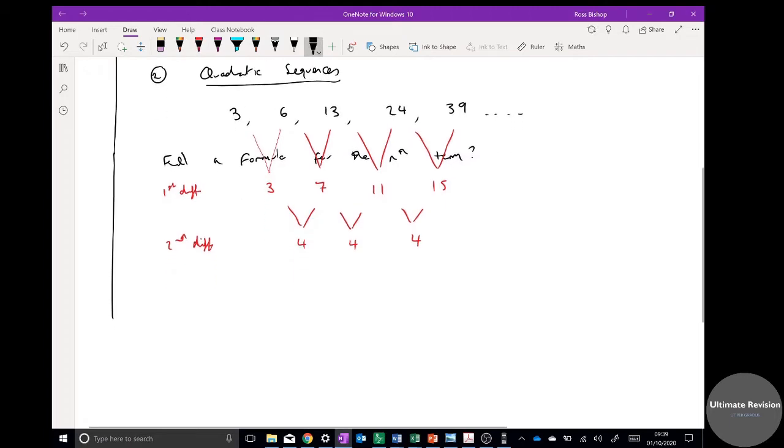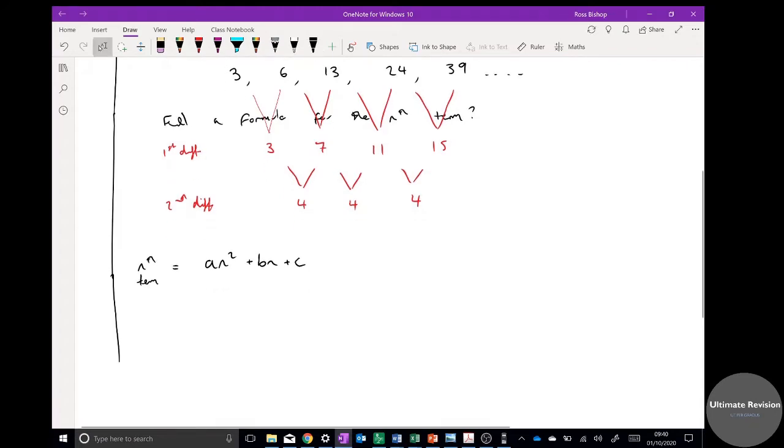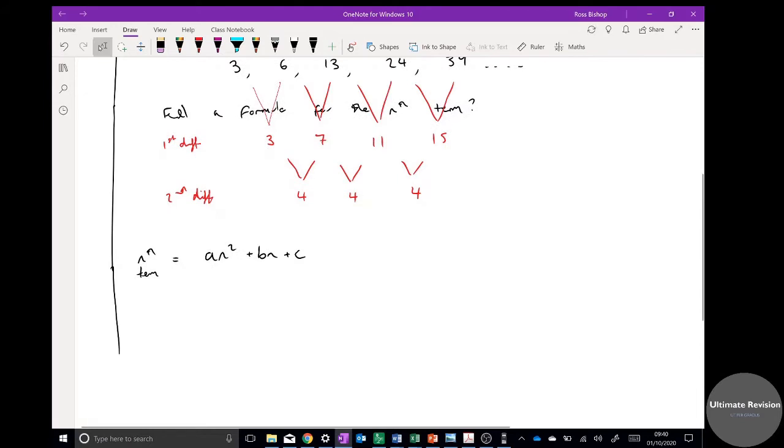And then remember the formula for a quadratic sequence: the nth term is an squared plus bn plus c. And you will know, back to GCSE, to work out a, 2a always equals the second difference. So 2a equals 4, therefore a equals 2. I've worked out a. The first difference is 3a plus b.